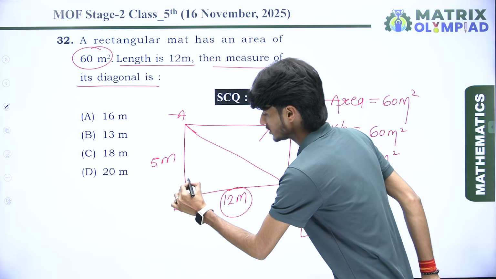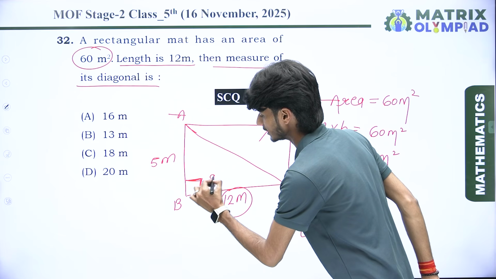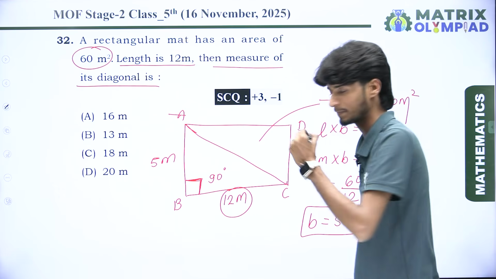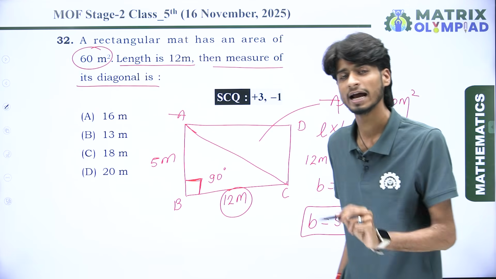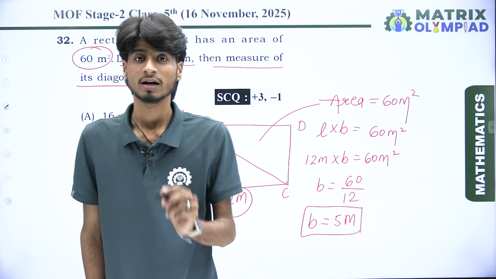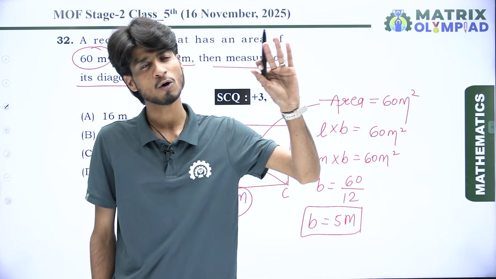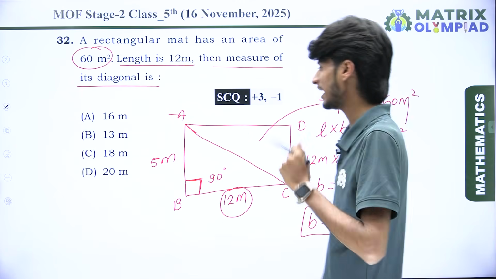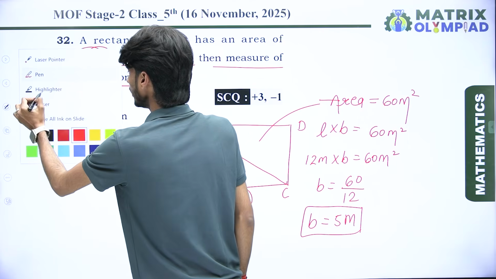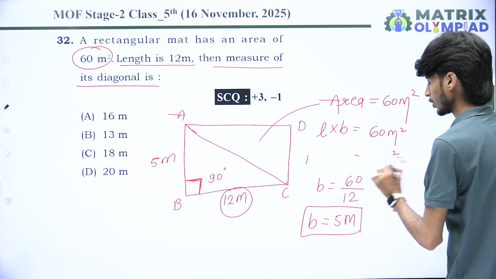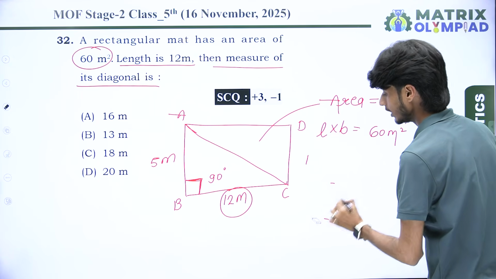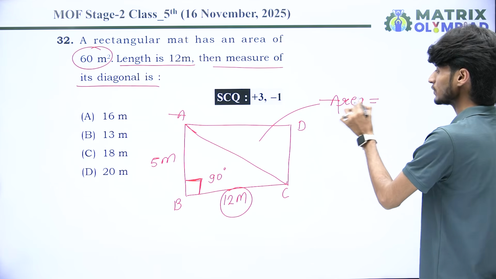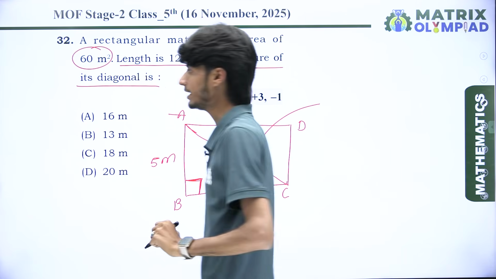Look, you know very well each interior angle of a rectangle is 90 degree. And now you observe in triangle ABC, this is a right angle triangle, and in a right angle triangle, you know very well the Pythagoras theorem, which tells about the hypotenuse, base and perpendicular relation. How can we say that? Look, according to Pythagoras theorem, the square of hypotenuse is equal to the sum of squares of perpendicular and base.